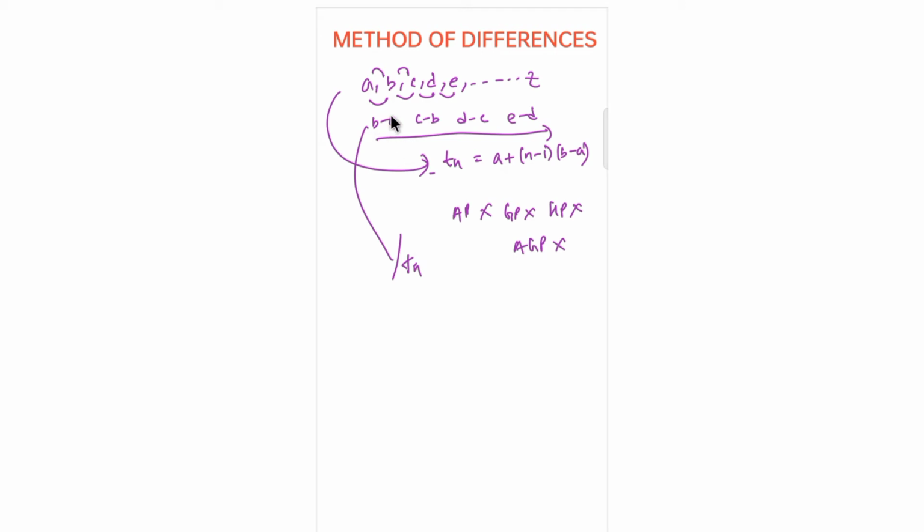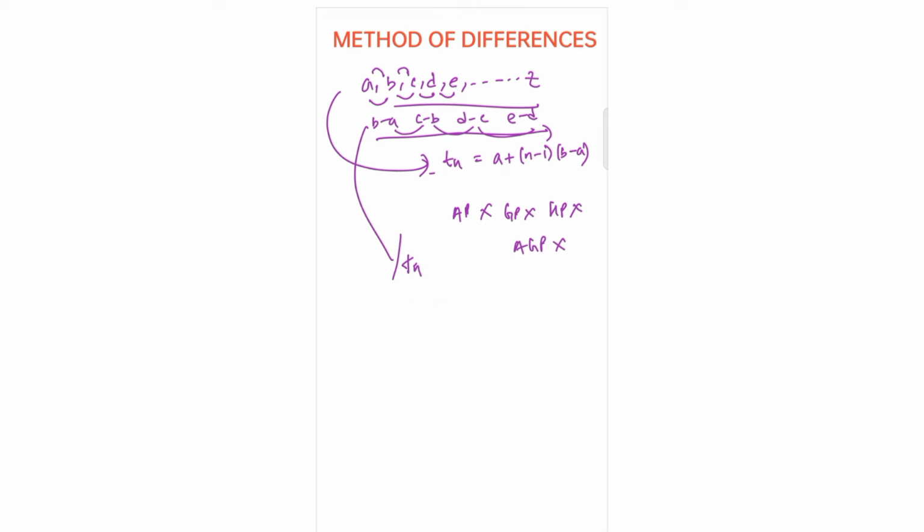Not only that case, you can also find the differences between these terms, b minus a, c minus b, d minus c, e minus d, and so on. If these are also not in AP, but the differences of these differences, like (c minus b) minus (b minus a), (d minus c) minus (c minus b), (e minus d) minus (d minus c), are in AP, then also we can find the Tn for this sequence. So how do we do it is the question.